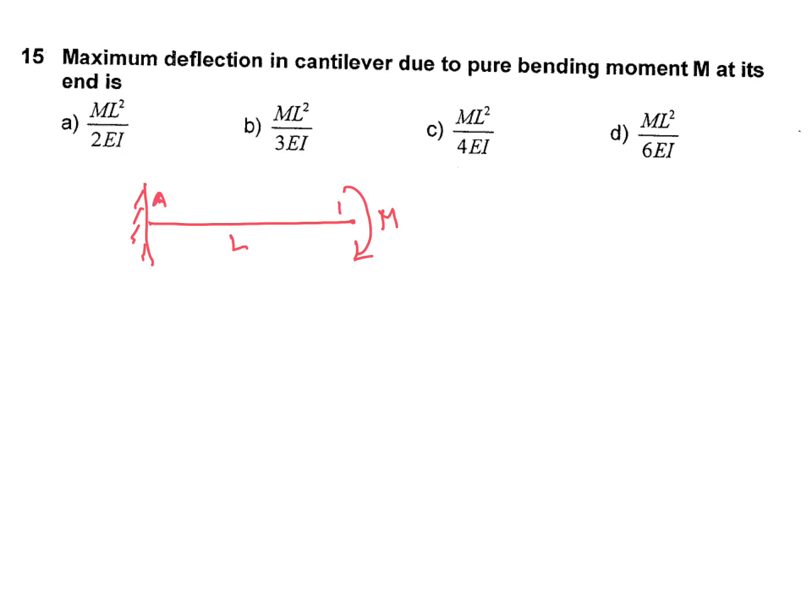A, B. Slope at B is ML by EI, and deflection at B is ML square by 2EI. Both slope and deflection are important. So in this question, maximum deflection is asked. Maximum deflection is at B, at the extreme end. It is answer A, ML square by 2EI.